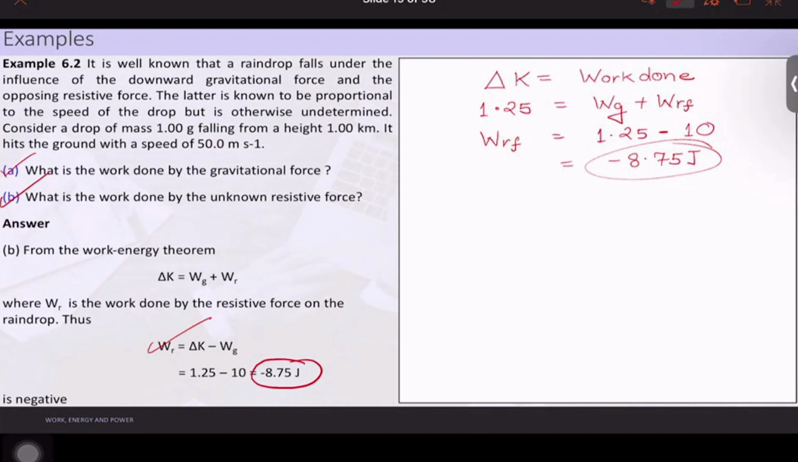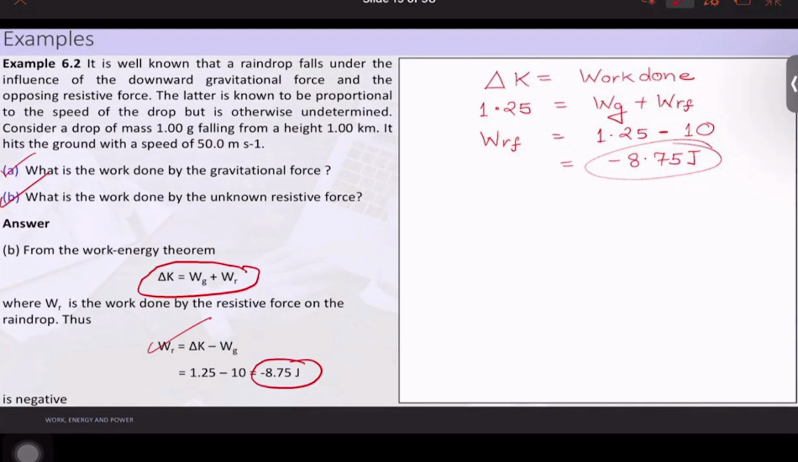Okay. So total work done came out to be positive. The work done due to gravitational force was nothing but M multiplied by G multiplied by H. And because we cannot determine the proportionality, or basically the concept of how this resistive force is being acted upon, therefore we found it out using the work energy theorem. Okay, so the basic usage of the work energy theorem is that the total change in kinetic energy is nothing but equal to Wg plus Wr.